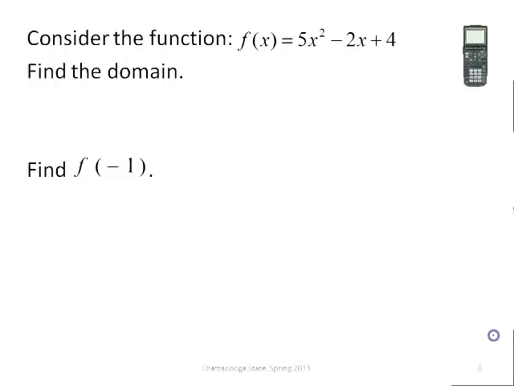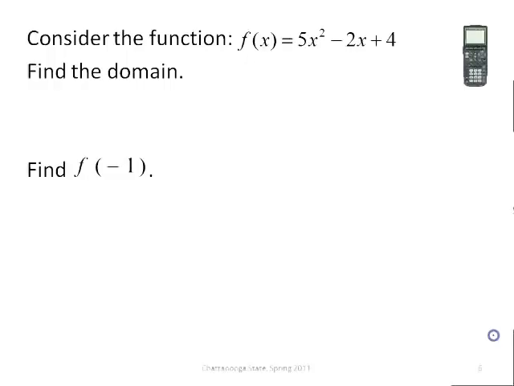Here my function is written with the formula. Instead of listing ordered pairs, it's the formula. f of x equals 5x squared minus 2x plus 4. This is a polynomial function. Find the domain here means, again, find everything you can use for x.